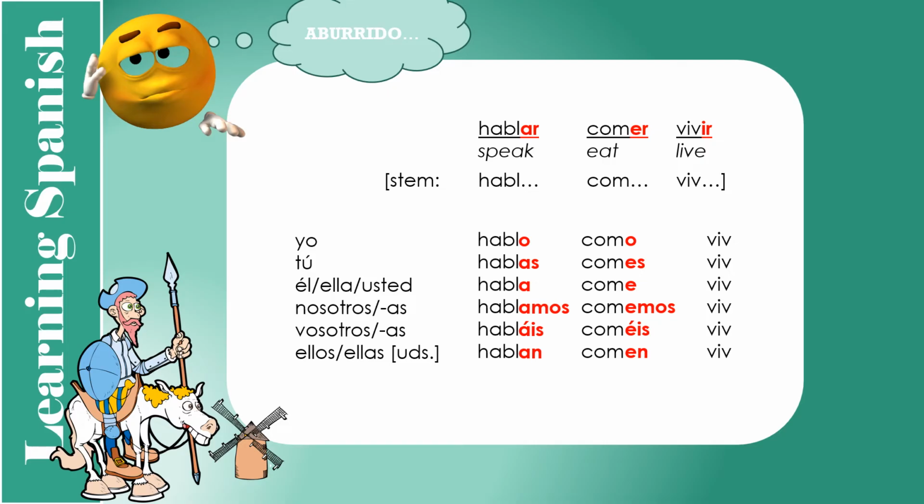Now you'll notice that the endings for the ER verbs are almost the same as the AR verbs, except they use an E and not an A. The first person is the same. And finally, a verb ending in IR, vivir.